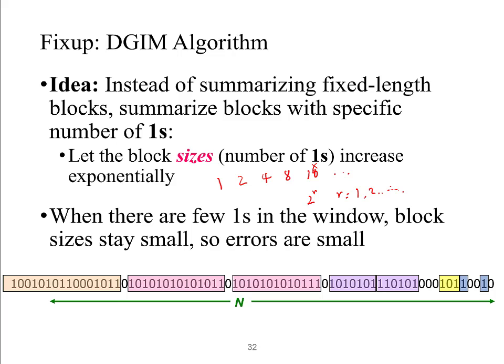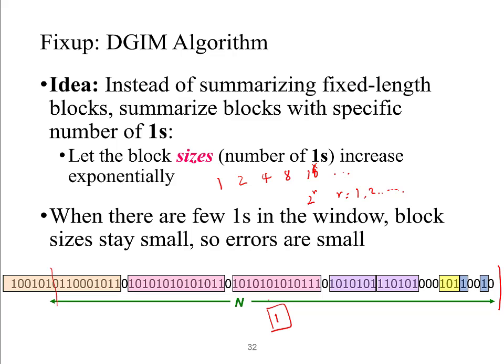And the good thing about this is that when there are few ones in the window of size n, you can expect the block size stays small. For example, in the extreme case, there is only one bit that is 1 in this window. Then we only need one block with size 1 to represent it, right? So the errors are really small.